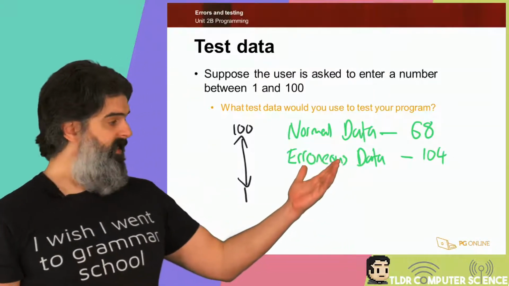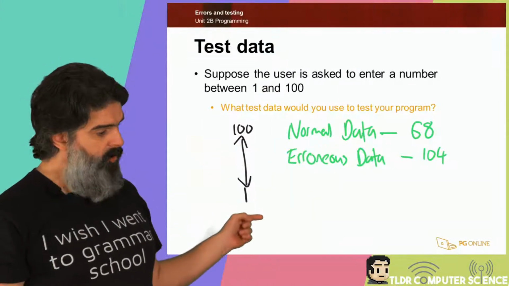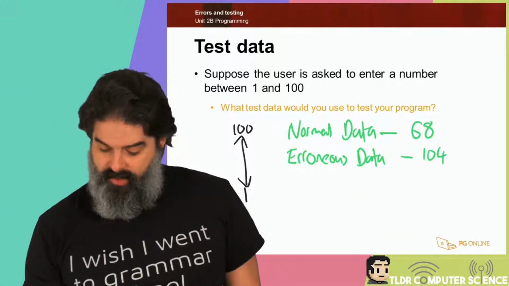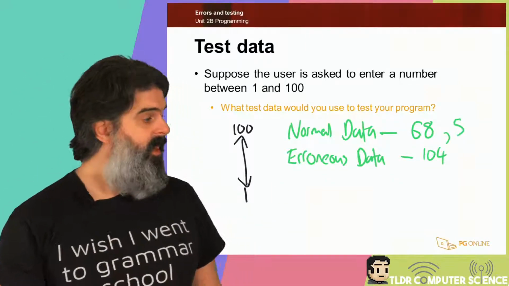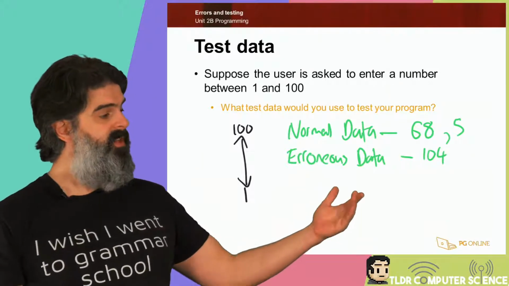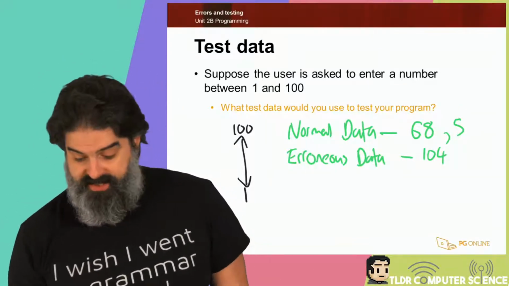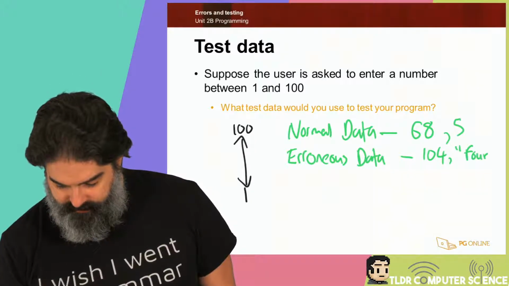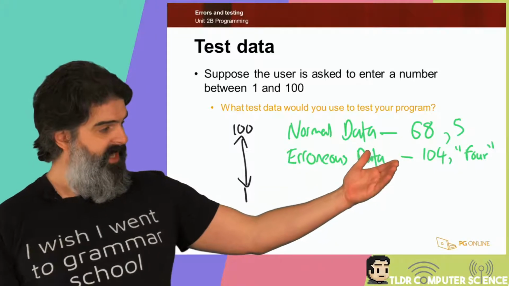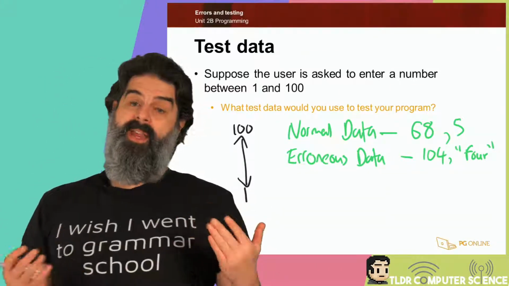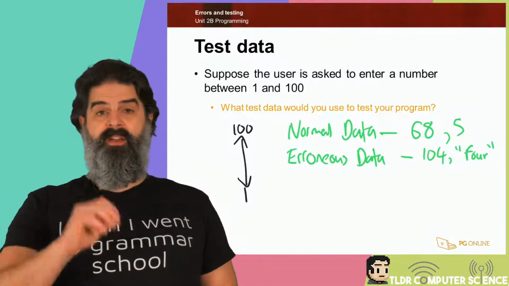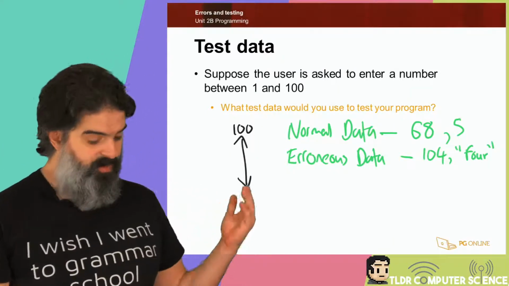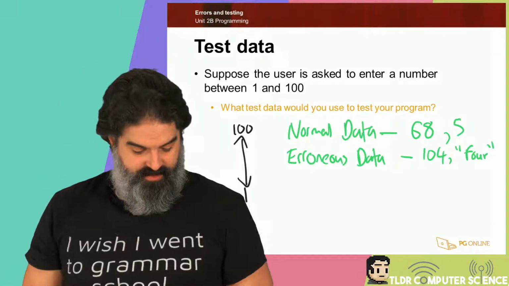So normal data is data that fits between 1 and 100. So 68 would be an example, and you could have 5 as an example. Erroneous data is data you're not expecting. So the example could be 104, or even potentially things like 4, but written as the word four, because your end user might be asked to type in a number between 1 and 100, and they type in FOUR and hit enter. So that would also be an example of erroneous data.